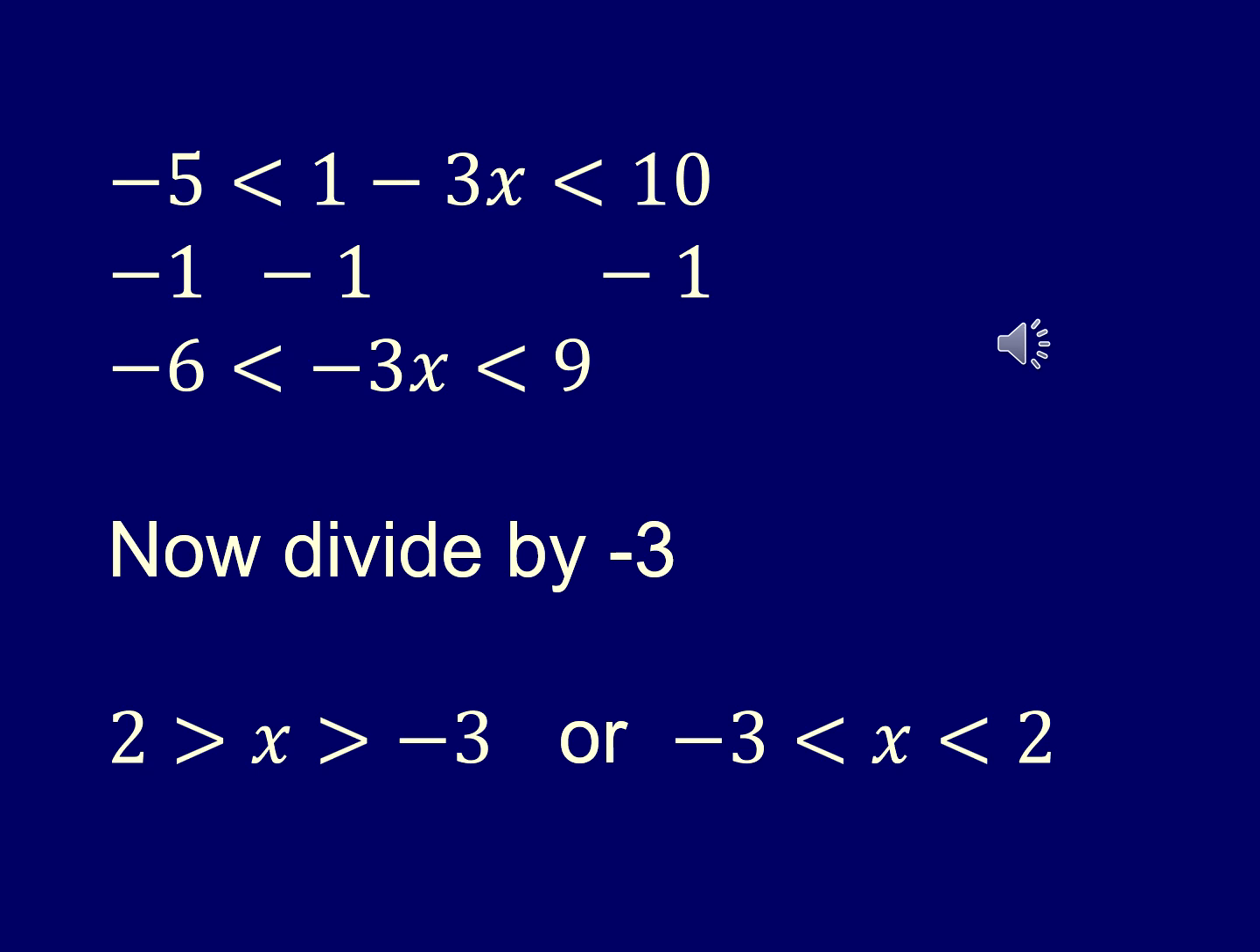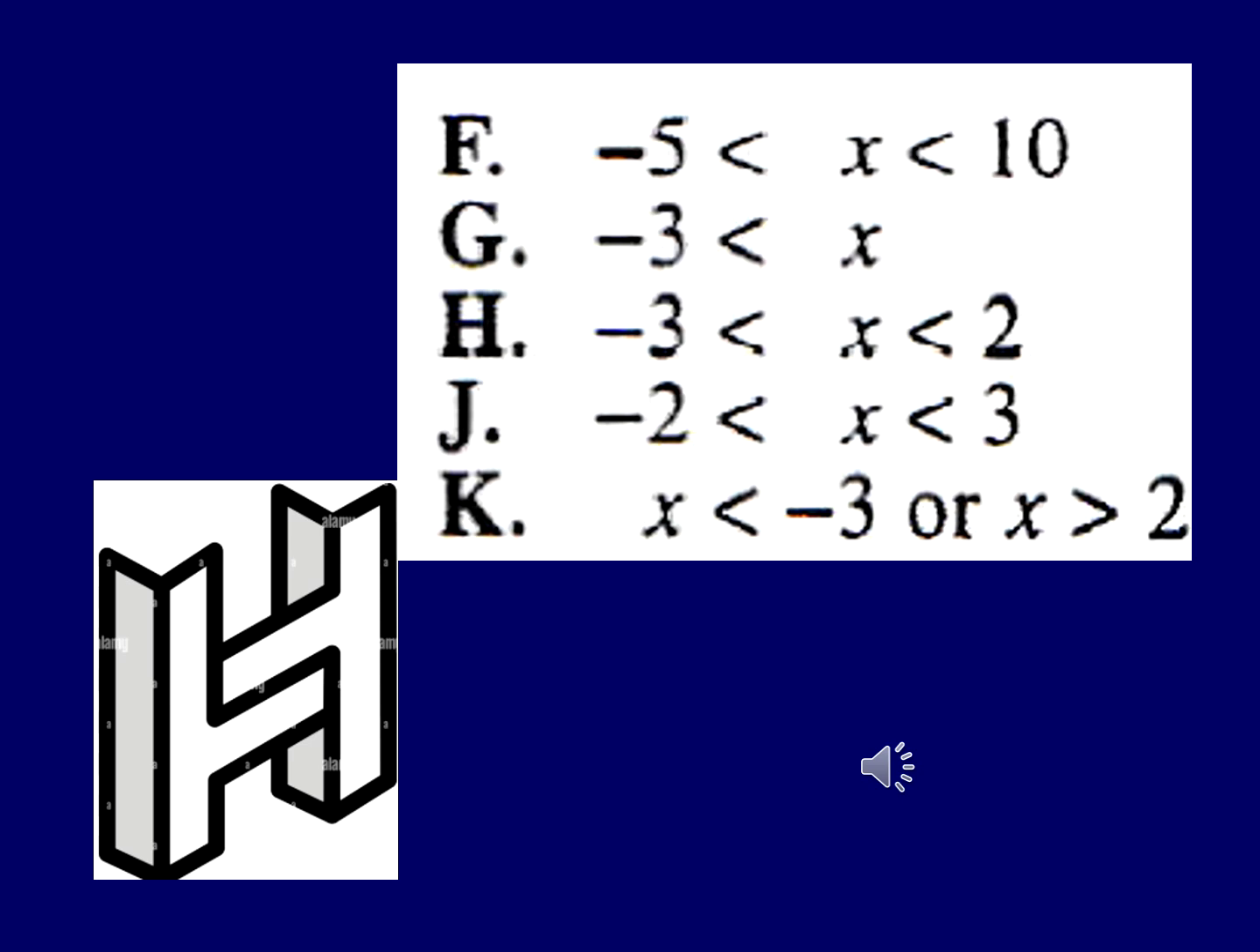Now I've got one more thing shown on this slide, which is that in the original problems, the choices for the answers all had less than in them. And so what I did is I flipped this whole thing around and figured out that 2 is greater than x, which is greater than -3, would be the same thing as -3 is less than x, which is less than 2. And that's exactly what it says for choice H.